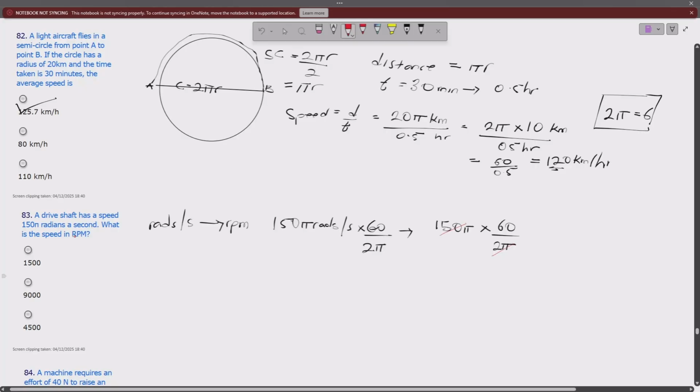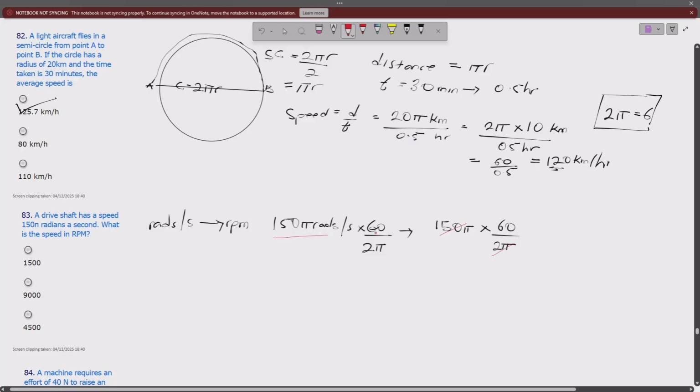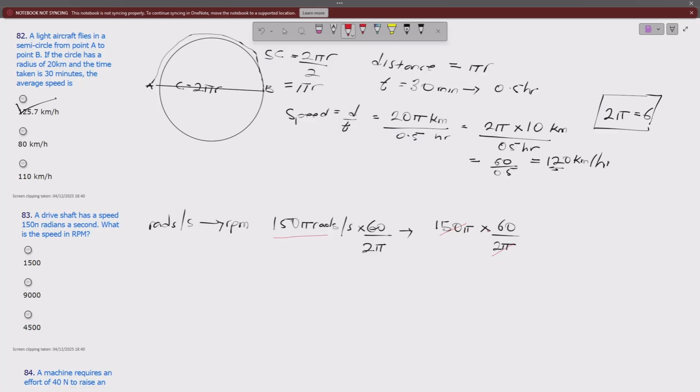83. A drive shaft has a speed 150 pi radians a second. What is the speed in RPM? So when you're converting radians per second to RPM, you multiply by 60 divided by 2 pi. So we have 150 pi radian per second times 60 divided by 2 pi. So 150 pi times 60 divided by 2 pi. 2 pi goes into 150 pi, that's 75.